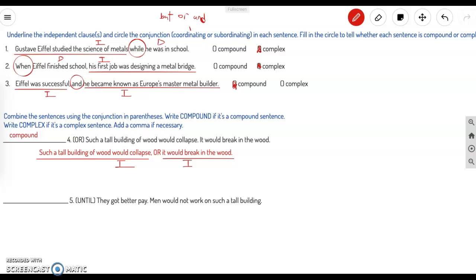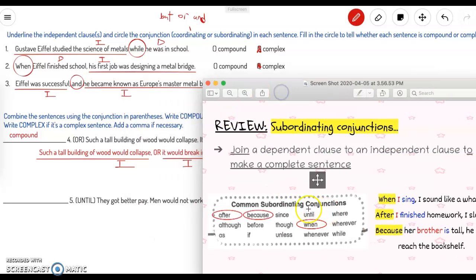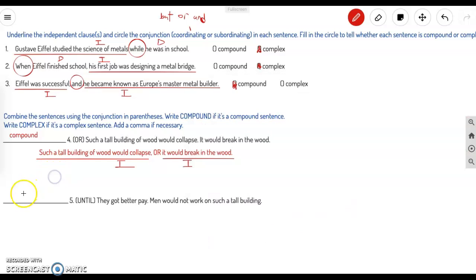Number 5. Our conjunction is until. What kind of conjunction is that? Very good. It's a subordinating conjunction this time. So you already know right away this is going to be a complex sentence, right? Now let's go ahead and combine these sentences. There's 2 ways to do this. The first way, we can put the dependent clause in the beginning. Until they got better pay. And then what do we need? Comma. Men would not work on such a tall building.